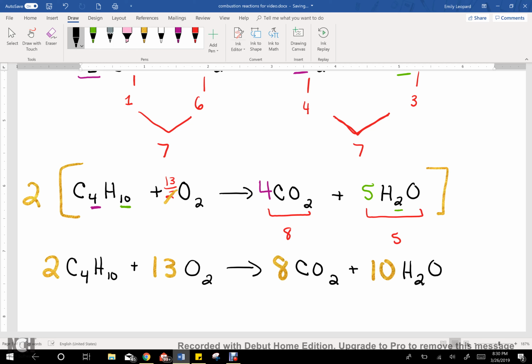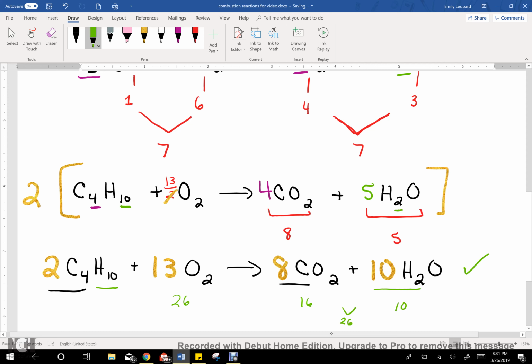We can go back and check ourselves. I've got 8 carbons and 8 carbons. I've got 20 hydrogens, 2 times 10, and I've got 20 hydrogens here. And then if I check my oxygens, 13 times 2 is 26. And then 8 times 2 is 16, plus 10 times 1 is 10. So that also totals up to 26. So everything is good to go.